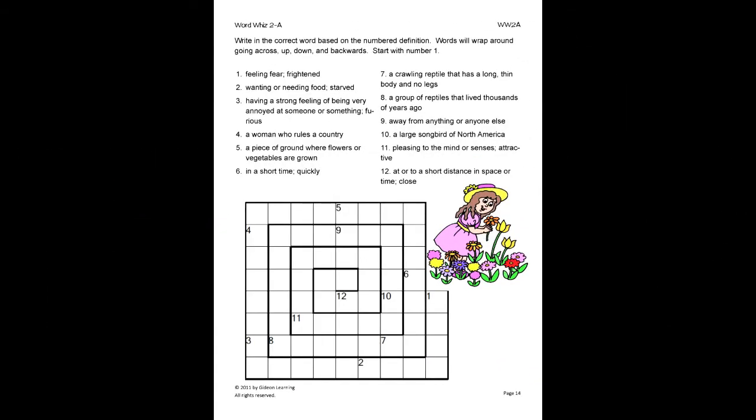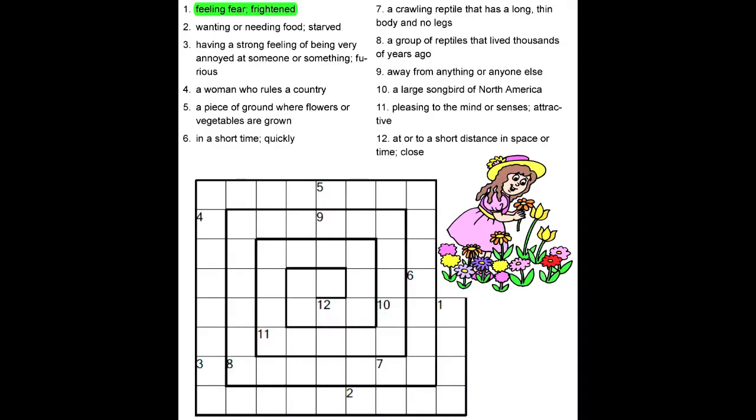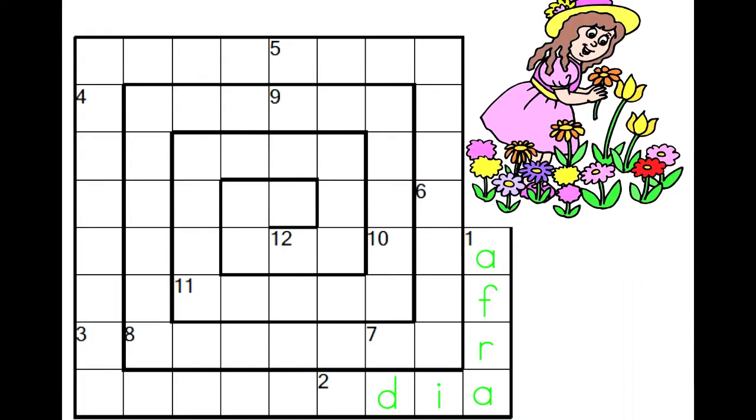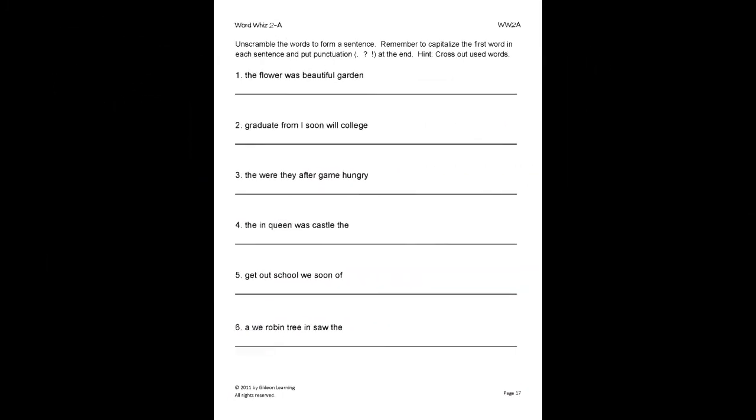On this exercise, the student will write the correct word based on the number definition. Words will wrap around going across, up, down, and backward. Start with number 1. First read the given definition. Feeling fear or frightened. We know this is the definition for afraid, so we neatly write each letter in its correct box starting with number 1.